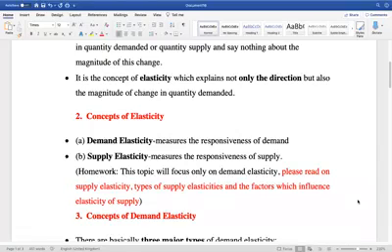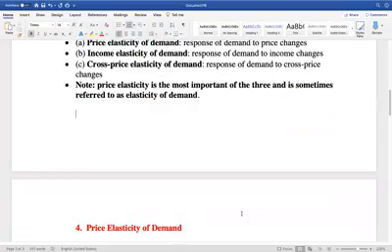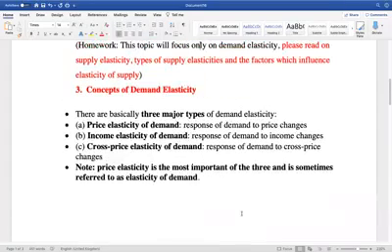So I'll focus on demand elasticity. Why? Because this is just like one side of the coin. Then we just have to change the concepts to apply it to supply. So you're going to apply it to supply on your own. So I'll just focus on demand elasticity. So let's begin with the concepts under demand elasticity.